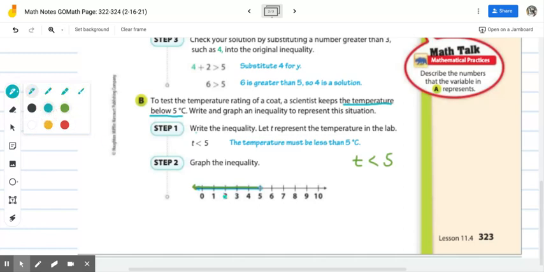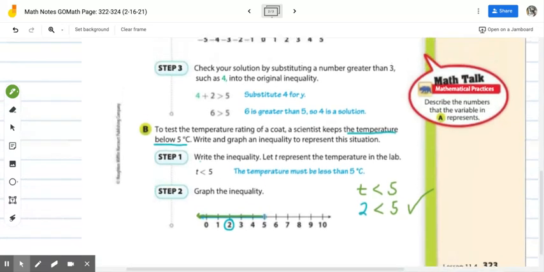I'm going to pick a number that's part of the solution and see if this works. Let's try 2. So I'm going to take 2 and I'm going to plug it in for T. So I'm going to have 2 is less than 5. Well, is that a true statement? 2 is less than 5. Yeah, I think we're good. We checked it. Now you could check the other numbers too. Obviously, this line goes on forever, so you wouldn't be able to check all of the numbers. But just checking one or two of the numbers that are shaded on the number line is a good idea to see if your solution is correct or if your graph is correct for the inequality.